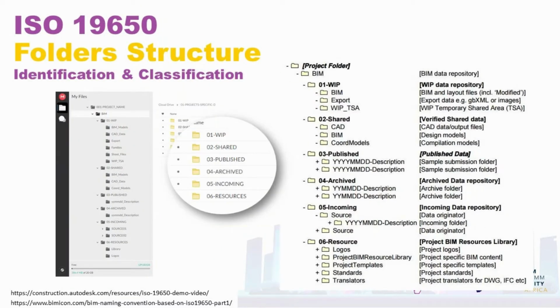As a result, a specific folder structure is to be respected, influenced by the ISO 19650 information workflow status. There are folders for the four statuses, in addition to other folders for resources and communication.